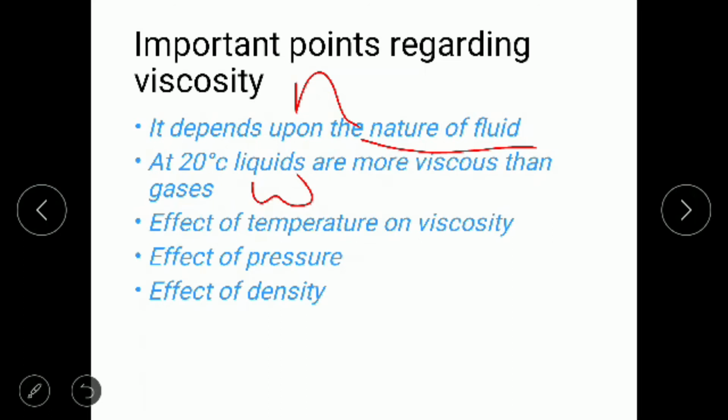Now the effect of pressure. With increase of pressure, the viscosity in general increases, but only for water it decreases. The viscosity of gases is almost independent of change of pressure. The last one is the effect of density. Viscosity of a liquid increases with increase of density, but the reverse effect is observed in the case of gases. So please note down these points regarding viscosity and the coefficient of viscosity.